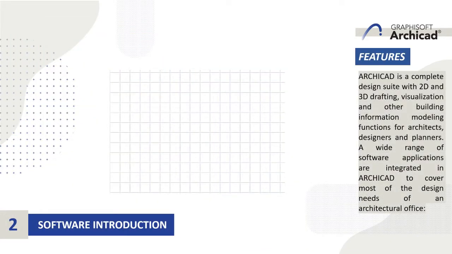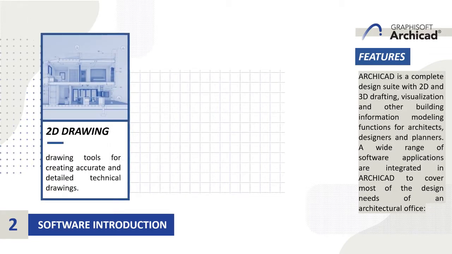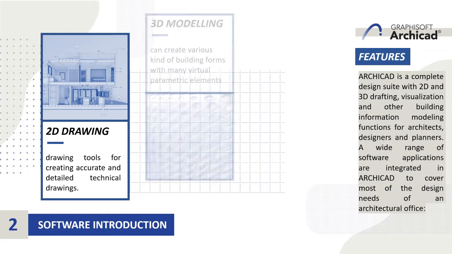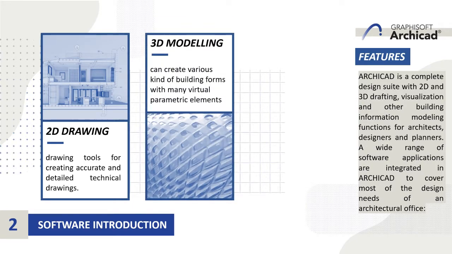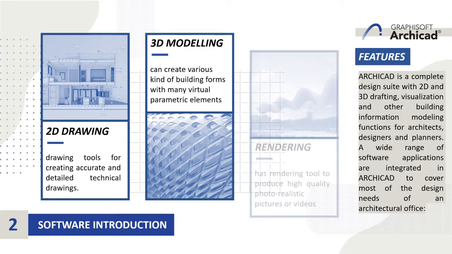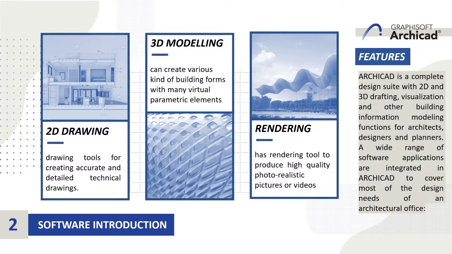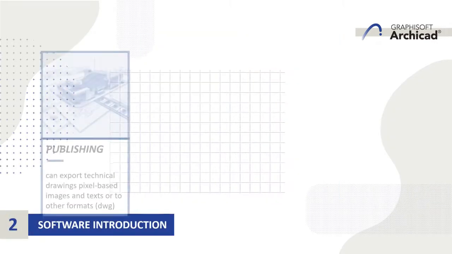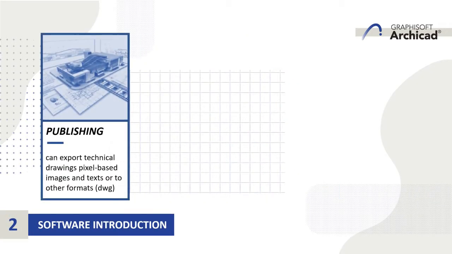As a very capable software, ArchiCAD comes with numerous features. First, 2D drawing, as a drawing tool for creating accurate and detailed technical drawings. Next, it is also capable of 3D modeling and can create various kinds of building forms with many virtual parametric elements. It also has a built-in rendering tool to produce high quality and photorealistic pictures or video animation. ArchiCAD is also able to export its technical drawings into pixel-based images as well as into other formats such as DWG, DXF, and also IFC and BCF.